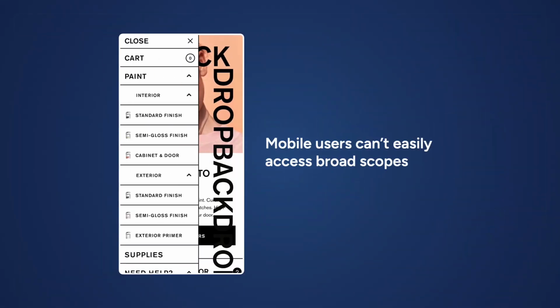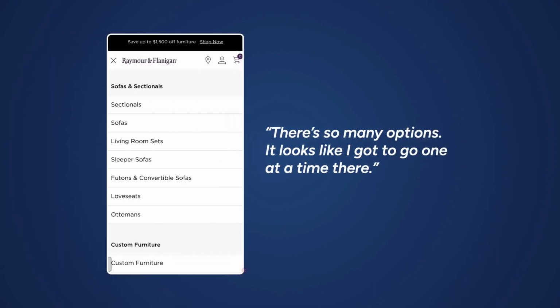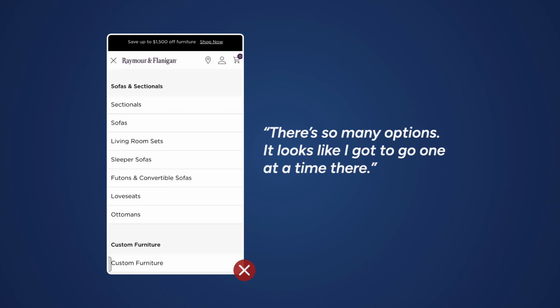On Backdrop, users exploring interior paint can view subcategories like standard finish and semi-gloss finish, but they can't see all interior paint products at once. Tapping the interior menu item just expands the subcategories, making it harder to compare options and assess the full range. When users can't view products from all relevant subcategories at once, as seen here on Raymour and Flanigan, assessing and comparing products becomes needlessly difficult.